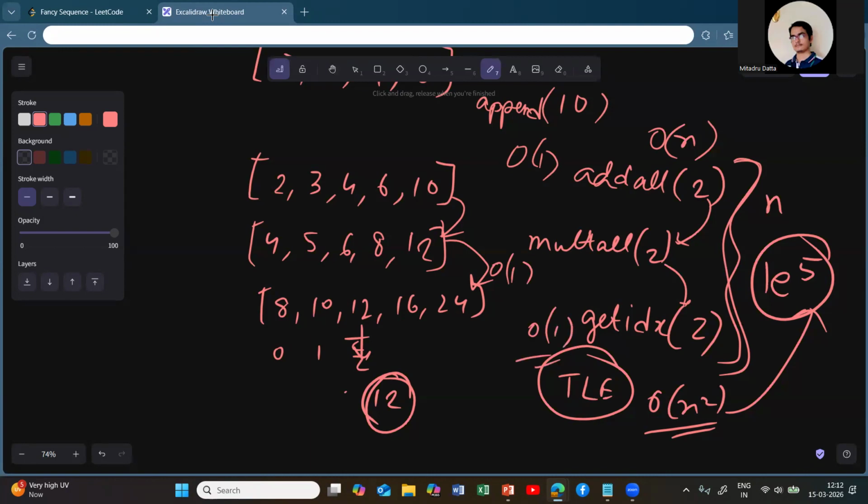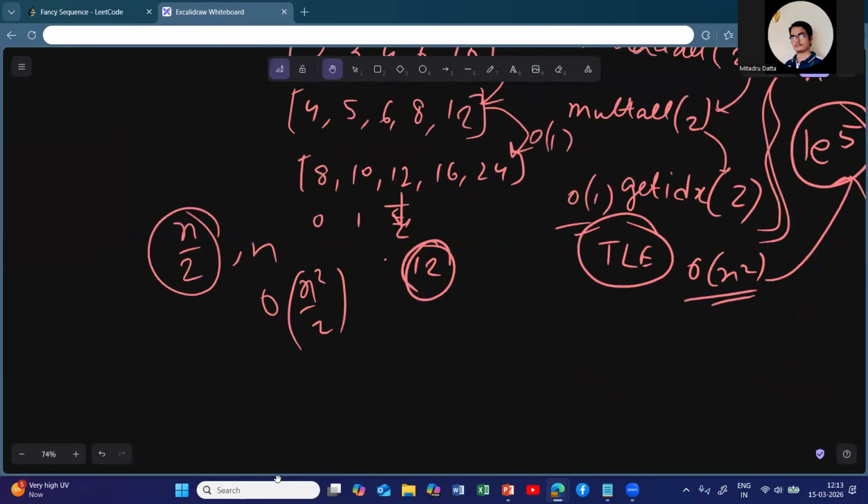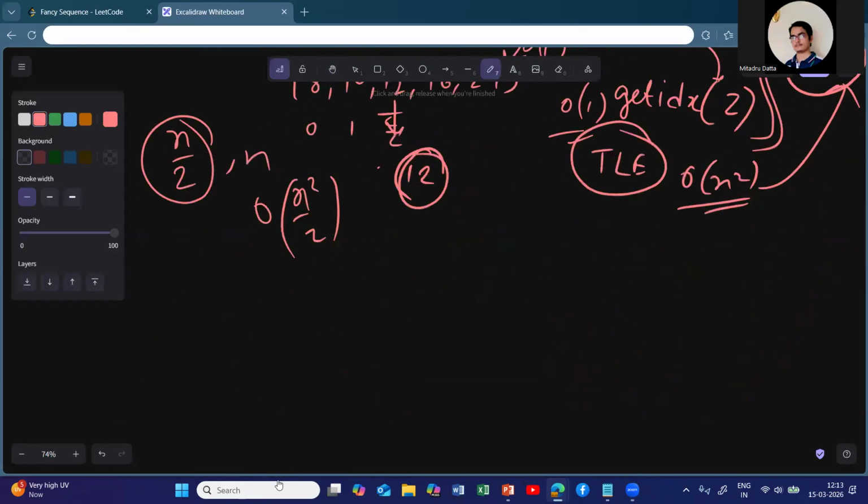Not even a single function can be O of n, because what if that function is called, let's say, n by 2 number of times out of total n operations, right? Then you will get O of n square by 2, something like this. So I hope you do understand that all of this you need to implement in O of 1. Okay. Now, proceeding, you will have some ideas. Definitely, whenever addAll will come, you do realize that we can't really add this 3 to every element. Okay, so what can we do?